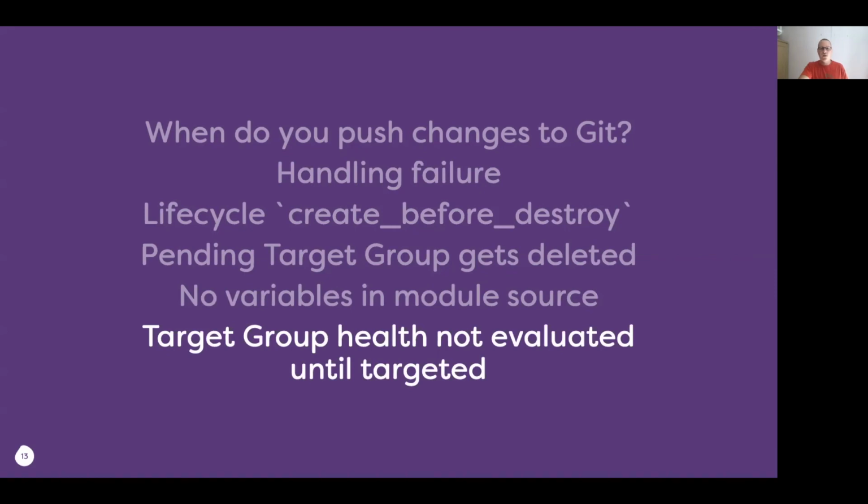We also discovered that the target group health is not evaluated until a listener rule is actually pointing to it. This doesn't have much effect day to day. However, on the initial create, if things were a bit slow, such as the ACM certificate provisioning, then we found that the auto scaling groups would fail their health check because the target group didn't have a listener rule pointing to it, so the health wasn't actually evaluated. It's just one of the weird quirks of AWS.